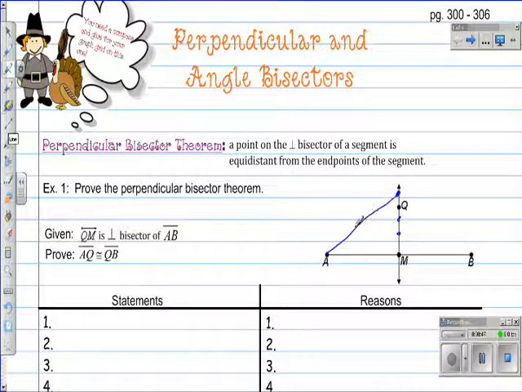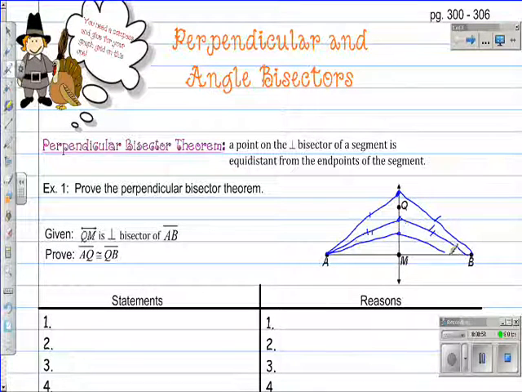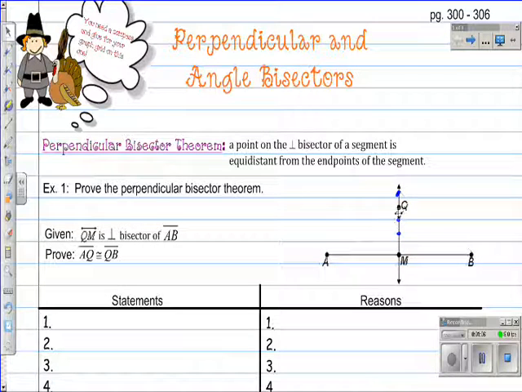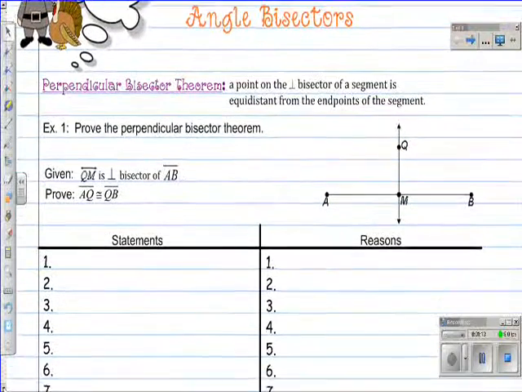This line would be congruent to this one. This line would be congruent to this line. This line would be congruent here, and so forth. Okay, all of those would be congruent. So from here, we're going to go ahead and prove the perpendicular bisector theorem.